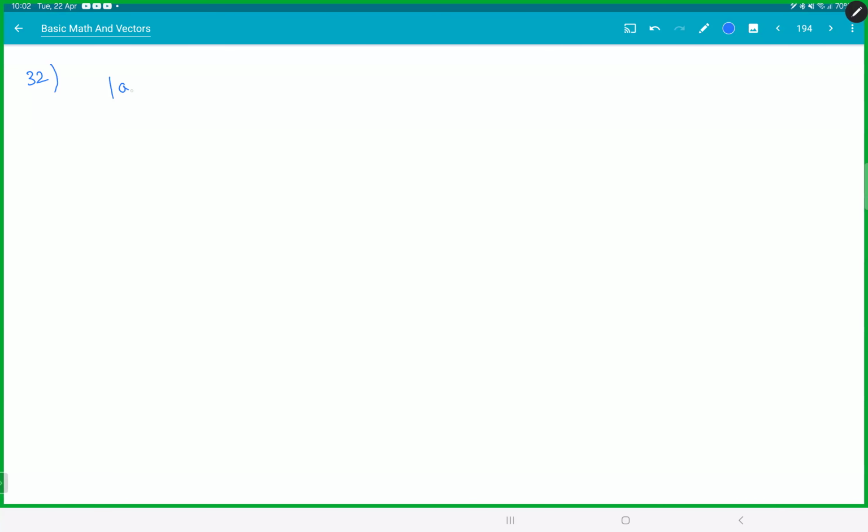Let's do this thing. Mod A is 1, mod B is 4, and it is given A bar dot B bar is 2. If there's a third vector C bar, which is 2A bar cross B bar minus 3B bar is given. Find the angle between B bar and C bar.